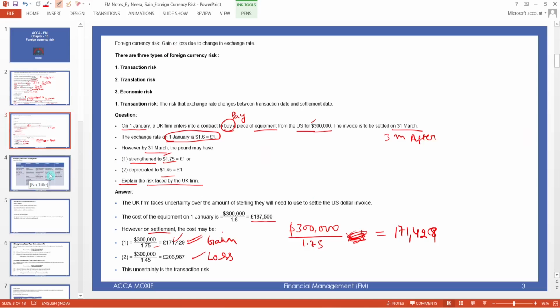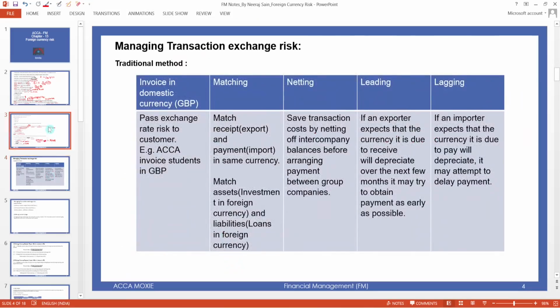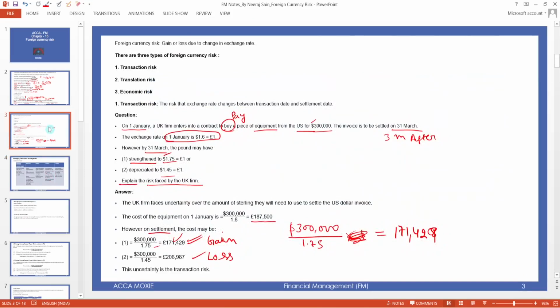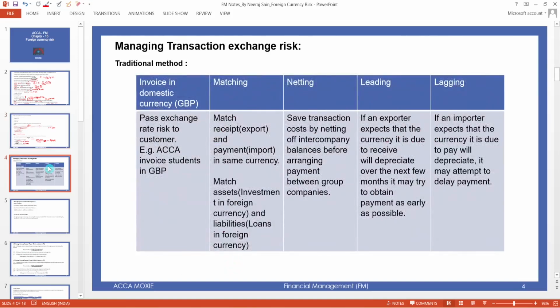The next ones are translation risk and economic risk. I will explain them after this slide. First, we understand how we can manage this transaction risk. We can manage this transaction risk by these methods.